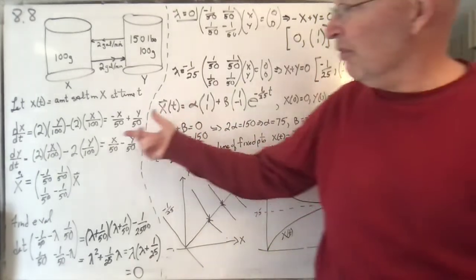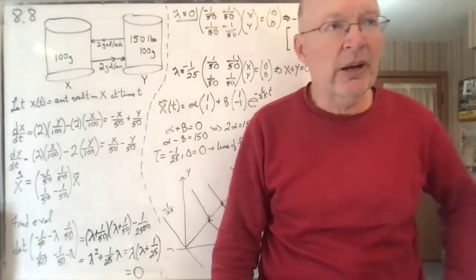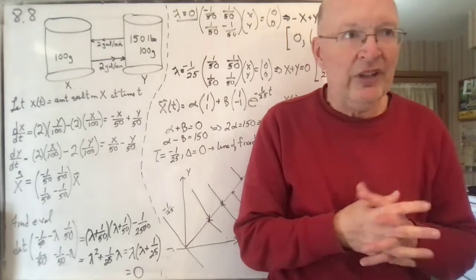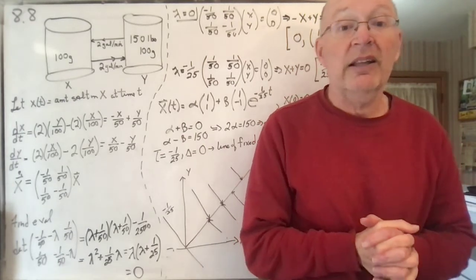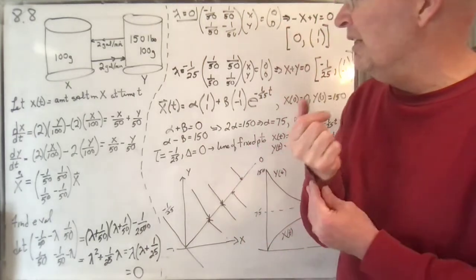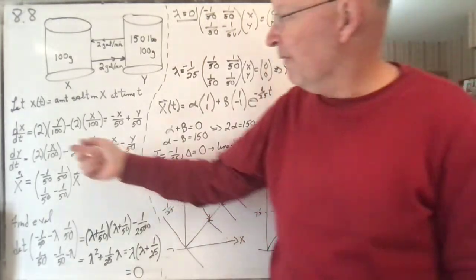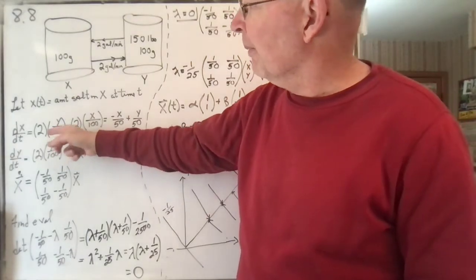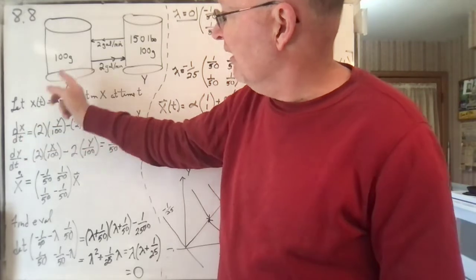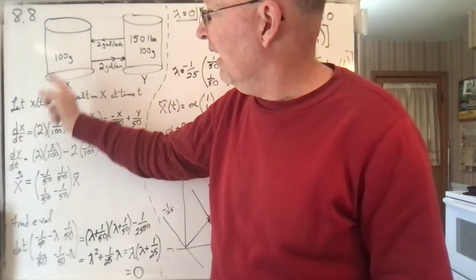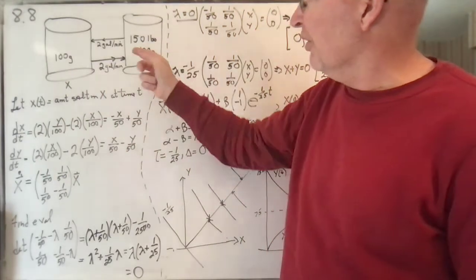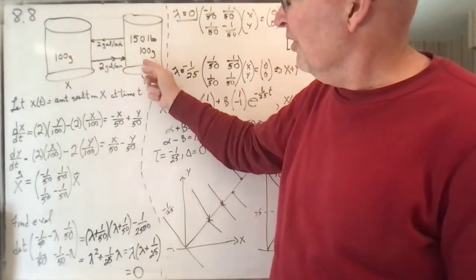Okay, so here's the key thing we need to do: we need to come up with a way of describing what's going on in those tanks, describing that mathematically, and that's what mathematical modeling is all about. That's what we need to do here. So very similar to what we did in the earlier problems. We say, okay, let's look at how the amount of salt in tank X is changing. So salt is coming in and salt is leaving.